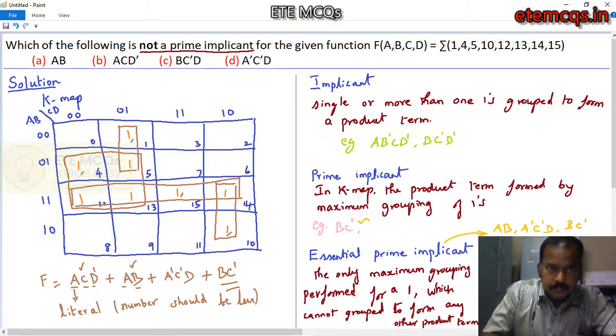This is an essential prime implicant, but the option is something else, B C dash D. So C is your correct option. That is, it is not an essential prime implicant. A dash C dash D is there in your solution. It is an essential prime implicant. So B C dash D is not a prime implicant, and also it is not an essential prime implicant. Okay, thank you.